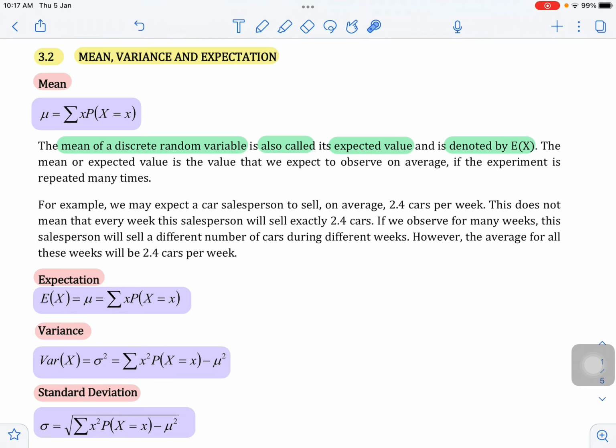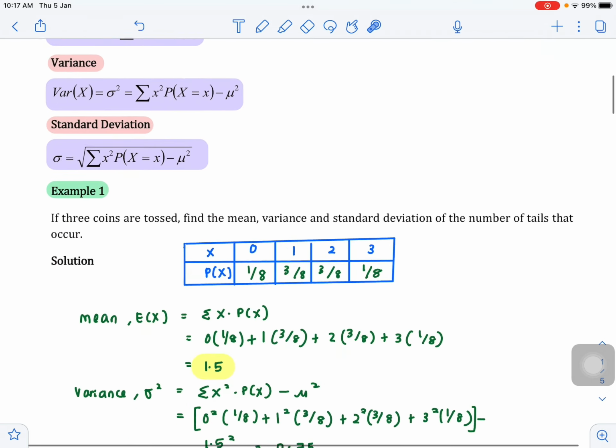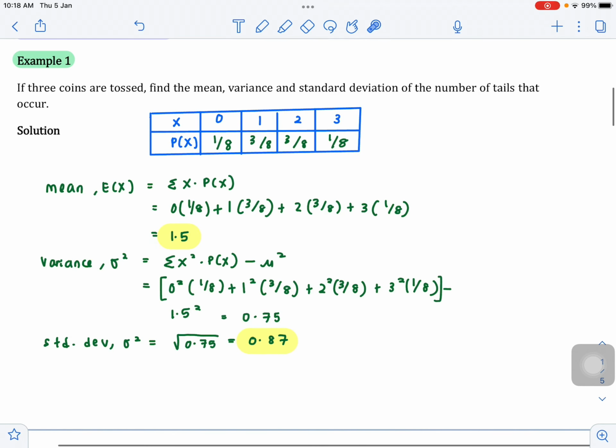Look at example number 1. If 3 coins are tossed, find the mean, variance and standard deviation of the number of tails that occur. So this one, we discussed from yesterday's class, which is when the number of tails is 0, the probability is 1 over 8. Number of tails 1, 3 over 8, followed by 2 and 3. So this table we constructed yesterday.